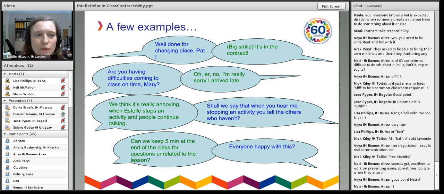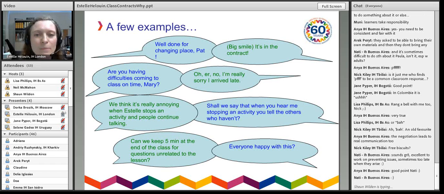Also, if we've discussed lateness, when someone arrives late, it's much easier to go towards them and say, do you have difficulties arriving on time? If you have discussed that, quite often people think about the contract. You don't necessarily have to say, remember, it was in the contract. It will come up much easier.